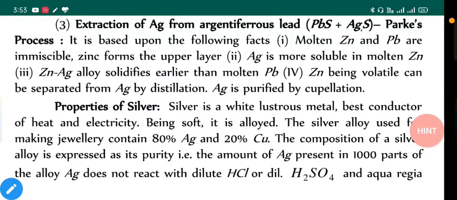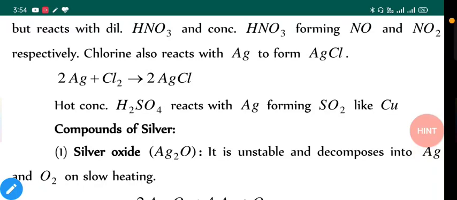Ag does not react with dilute HCl or dilute H2SO4 because it is considered a noble metal, and usually the word noble represents very less reactive or almost non-reactive. It also does not react with aqua regia, but it reacts with dilute HNO3 and conc. HNO3, forming NO and NO2 respectively. Chlorine also reacts with silver to form AgCl, so widely we will use silver in the form of AgCl or in the form of AgNO3 in our laboratories. Conc. H2SO4 reacts with silver forming SO2, like copper.